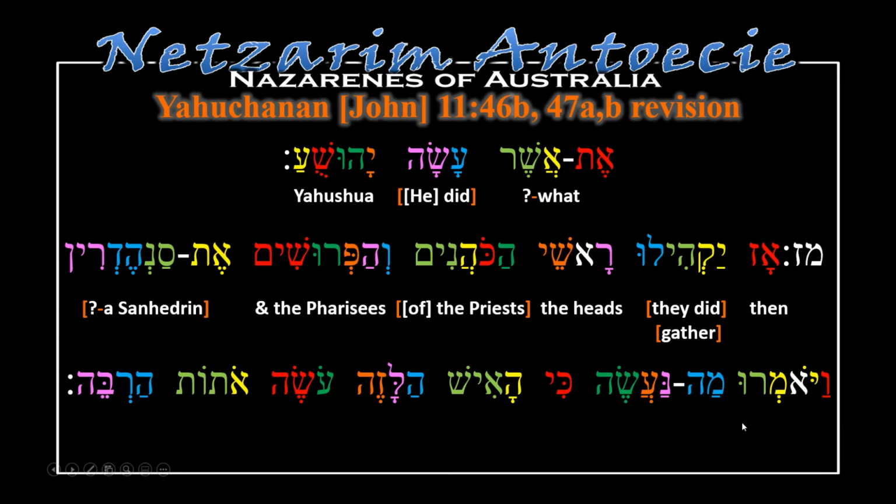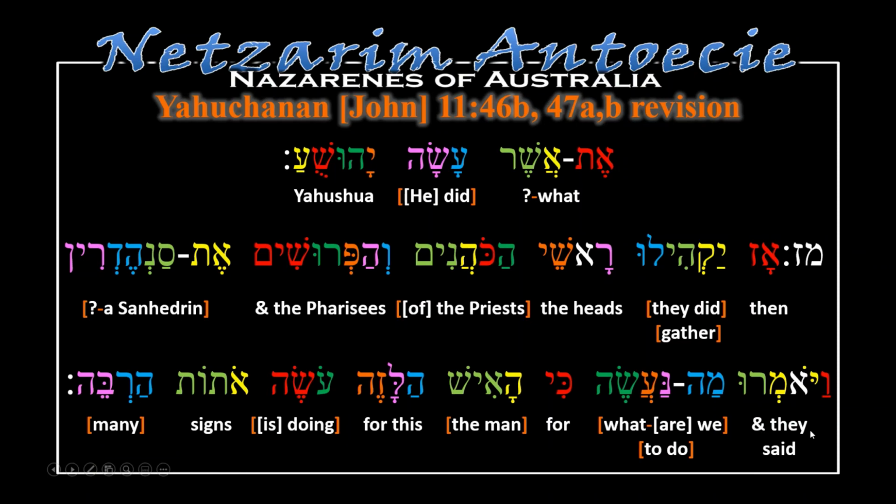Va-yomru, and they said, Ma, what? Na'aseh, we are to do. Ki, for, Ha-ish, the man, Ha-zeh, this, O-se, is doing, O-tot, signs, Harbe, many, or much. And they said, what are we to do? For this man is doing many signs.